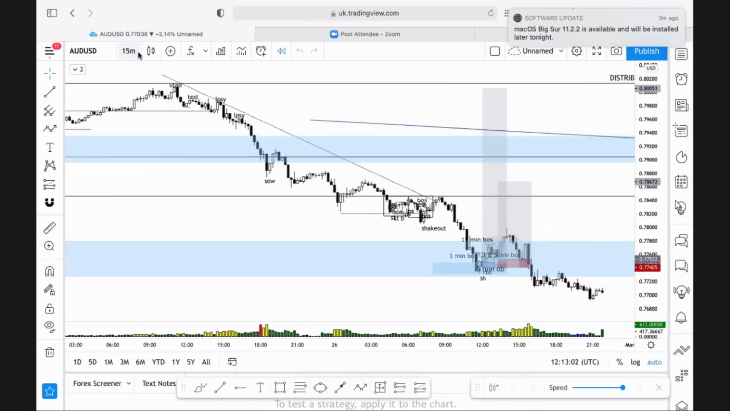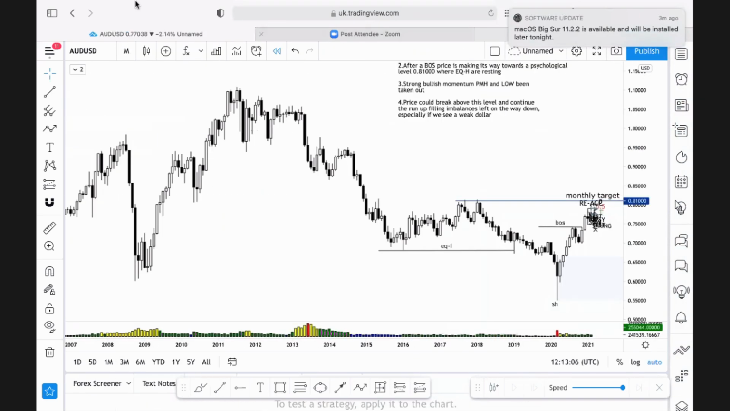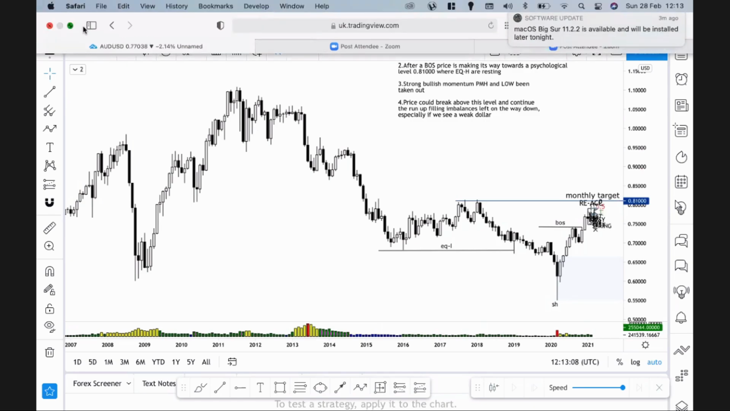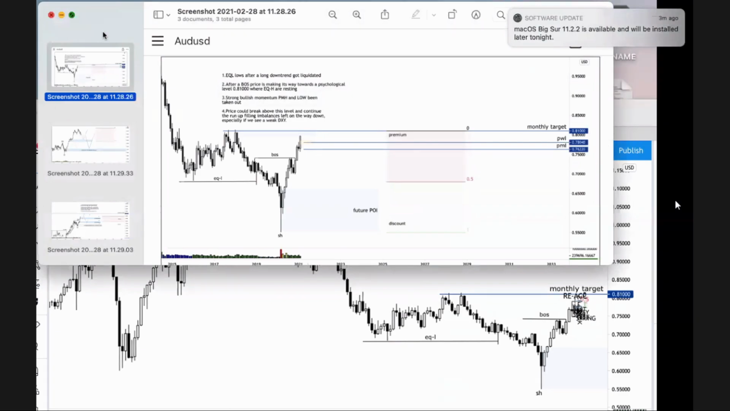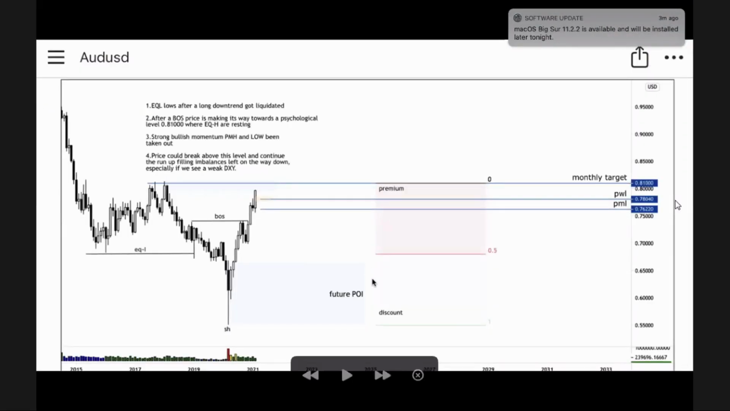Nice. So this one starting from the monthly. So I think it's better if I show you this first. It's cleaner. Can you see this? Yes, perfect.